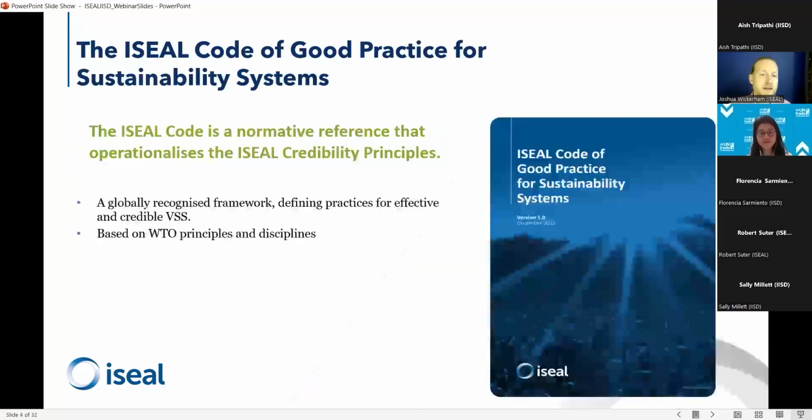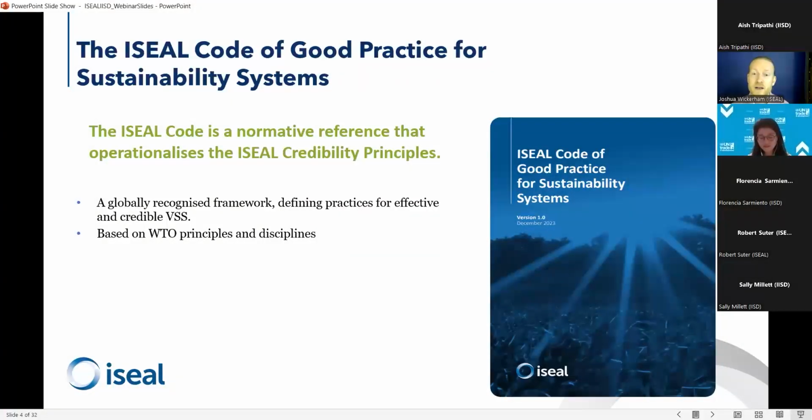Next slide, please. The other relevant ISEAL credibility tool that's useful in this discussion is the ISEAL Code of Good Practice for Sustainability Systems. And this is a normative reference, meaning that it can be audited. You can say which standards meet this code and which do not. So it's a globally recognized framework for defining practices for effective and credible VSS. And again, it's based on the WTO principles and disciplines from the very beginning. The standard-setting requirements are very much aligned to what the WTO TBT Annex 3 and other WTO requirements codify. So it's a codified document.